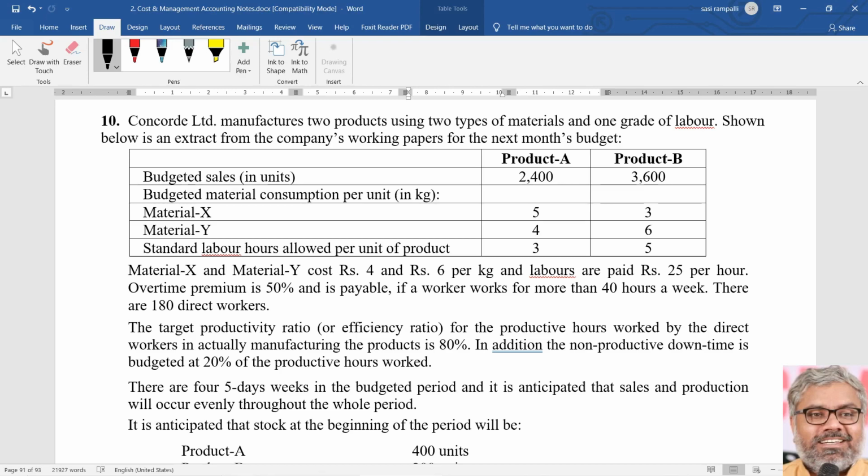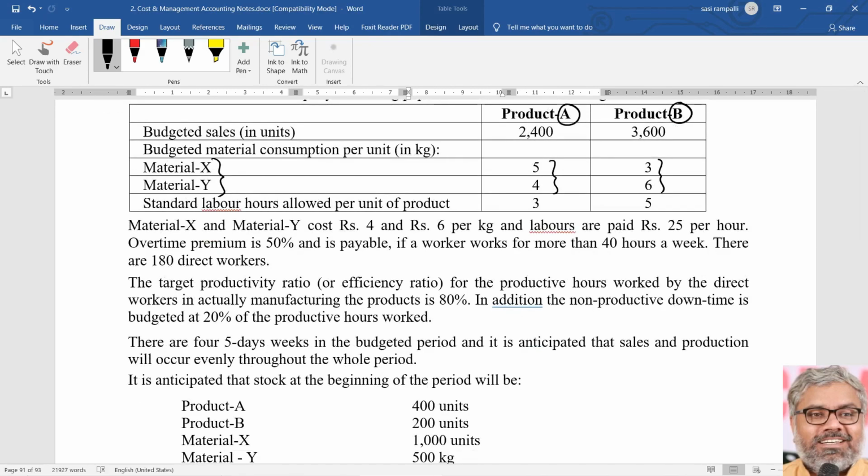Budgeted sales is given in units and budgeted material consumption per unit in kgs is given. There are two types of materials which are supposed to be used by two products A and B. They are manufacturing two products. You have to be very clear. A and B are finished goods. X and Y are inputs. That has to be very clear first of all. And these 5, 4, 3, 6 are given in kgs. The 2,400, 3,600 are in units. So identifying the data correctly is very important.